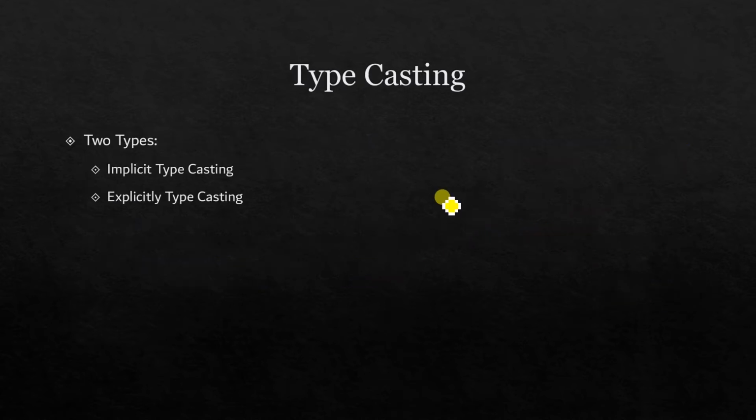For that, C programming language provides two types of typecasting concept. One is called implicit typecasting, and the second one is called explicit typecasting. What do you mean by implicit typecasting and what do you mean by explicit typecasting, that we will explain in the following slides. So let's begin with the discussion of implicit typecasting.